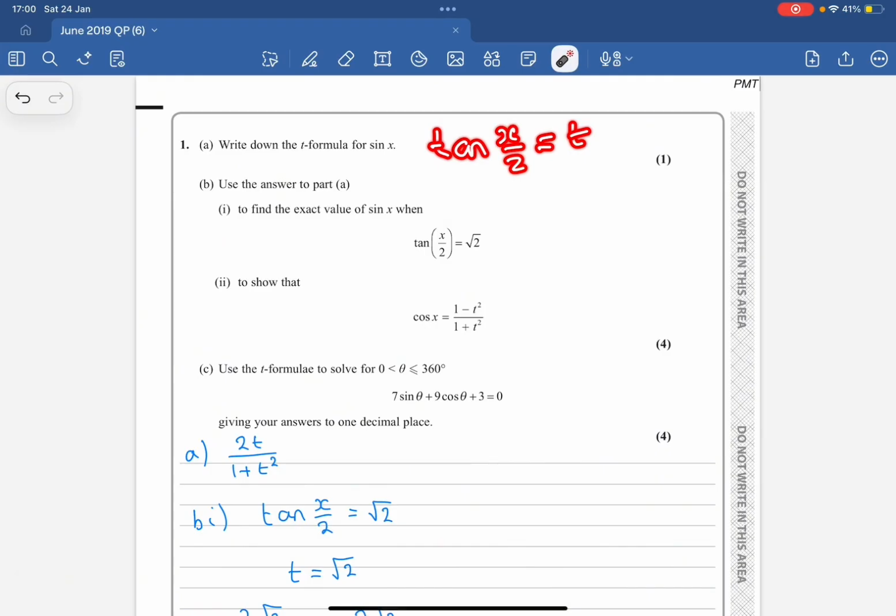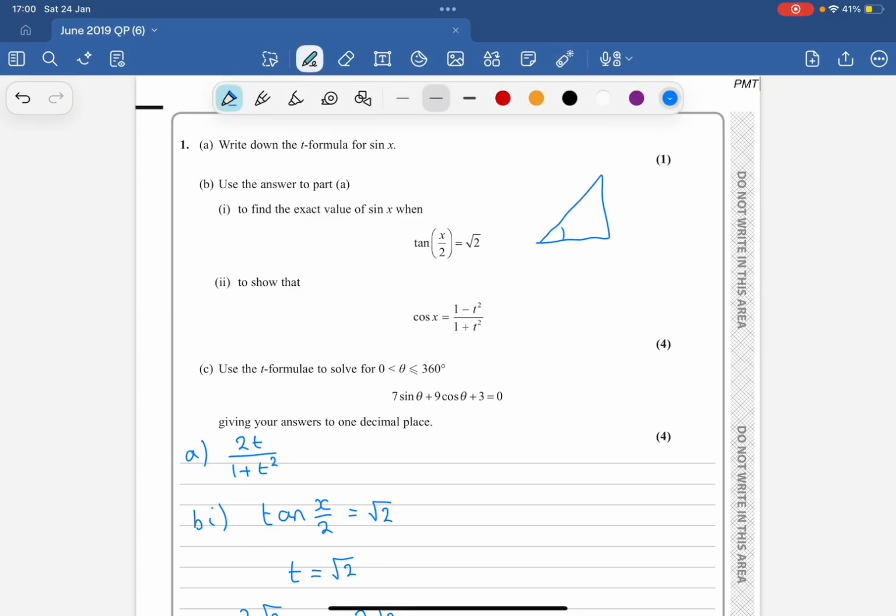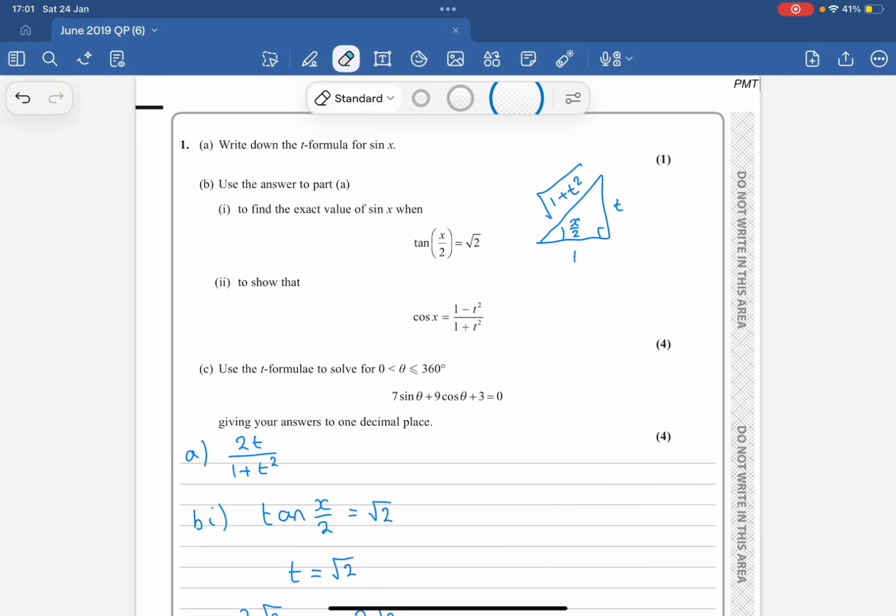If we were to do it with a triangle, this angle will be x over 2, and it will be a right angle. Because we know that tan of x over 2 is t over 1, so opposite over adjacent, the opposite will be t, and the adjacent will be 1. Therefore, the hypotenuse would be root 1 plus t squared. So we could get our sin x over 2 and cos x over 2. I'm not going to do this, but you can see how that would happen. And then we can just use our double angle formulas to make sin x and cos x.